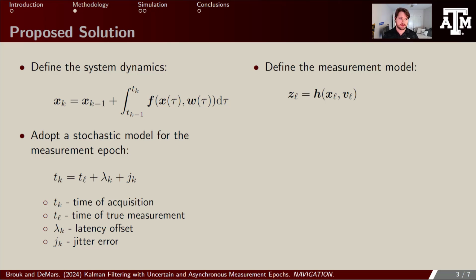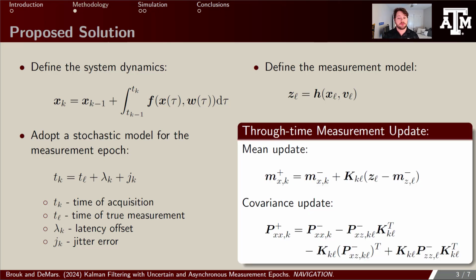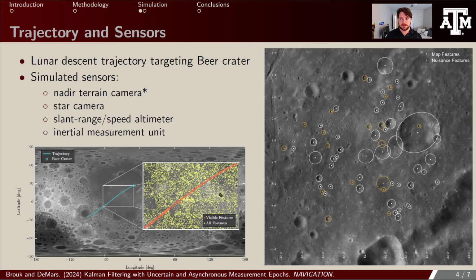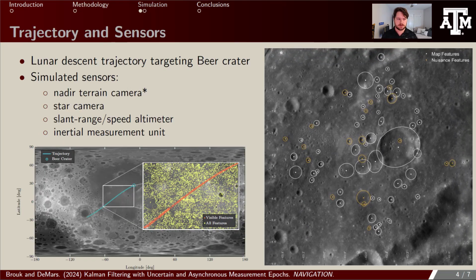Instead, what we do here is we go ahead and we define the system dynamics exploiting the relationship between the continuous and discrete time representation. We then adopt a stochastic model for the measurement epoch relating the navigation time to the measurement time, and then formulate a through time measurement update where we actually take the residual at the expected measurement time and use the filter in order to move that up to the expected filter time, or the current filter time.